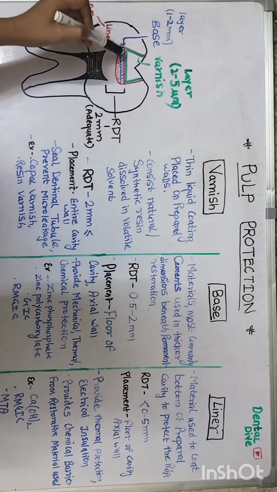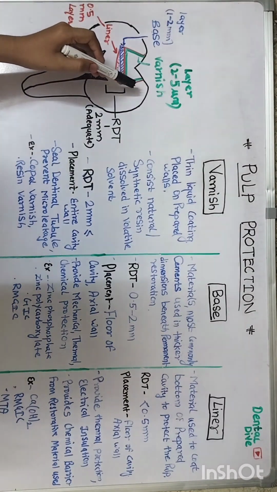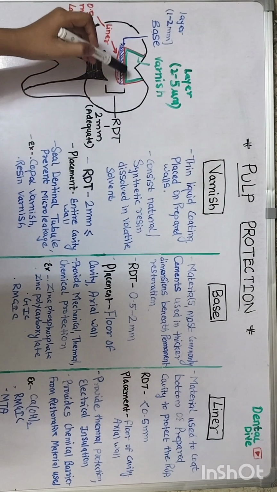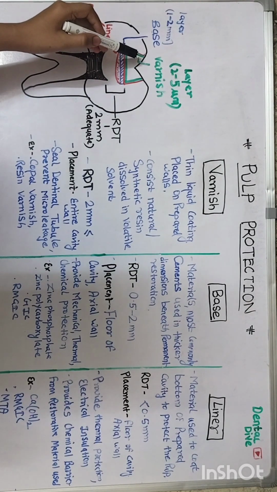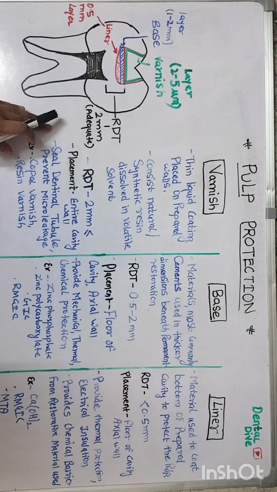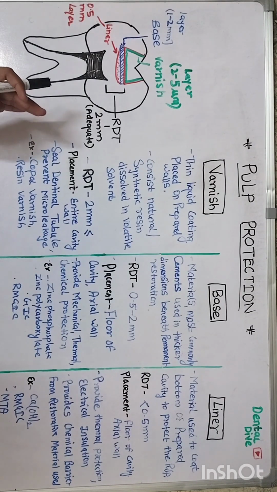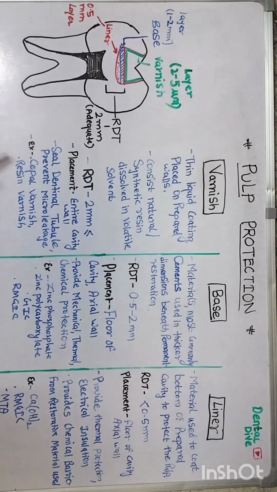The red line you can identify is your wall of cavity preparation, and the green line you see here is a layer of varnish. Varnish helps in sealing of dentinal tubules, which prevents microleakage. The examples of varnish are copal varnish and resin varnish.